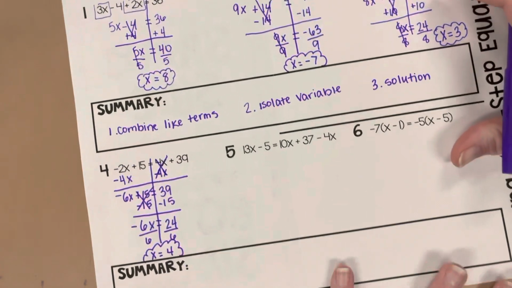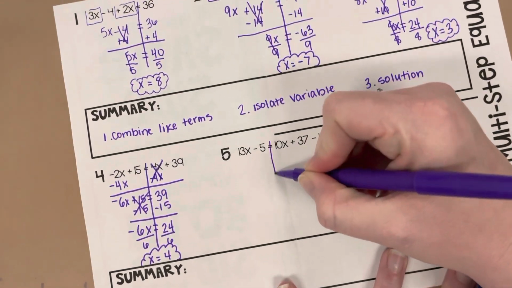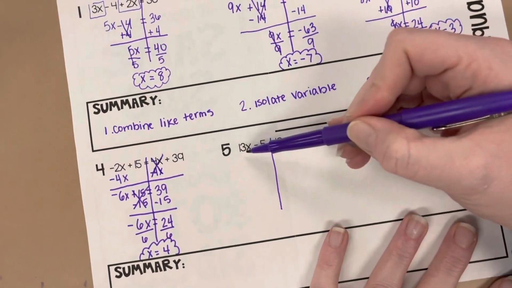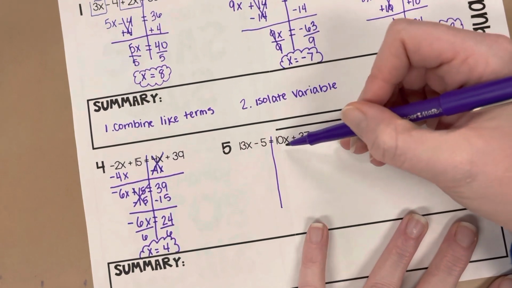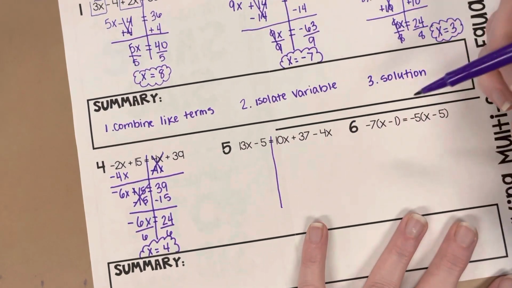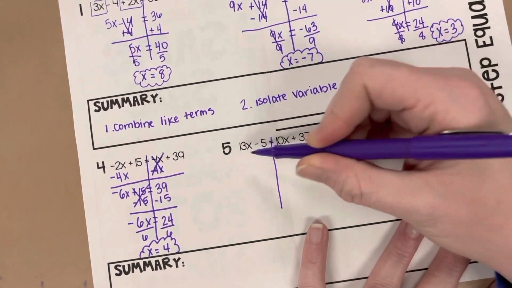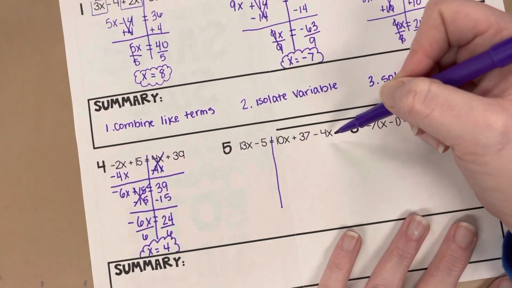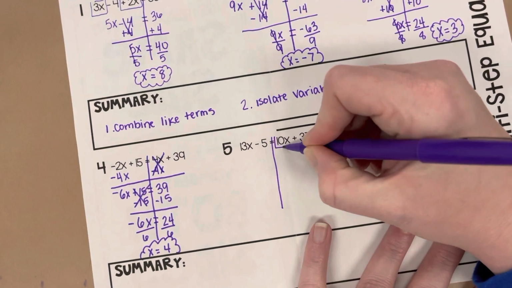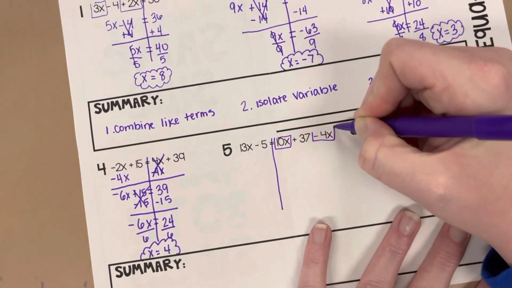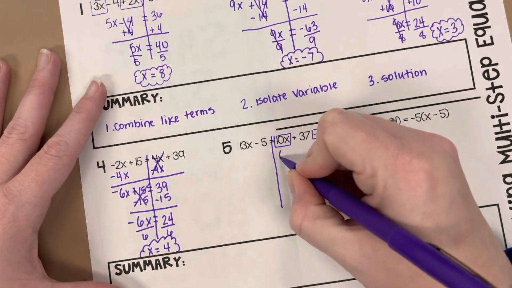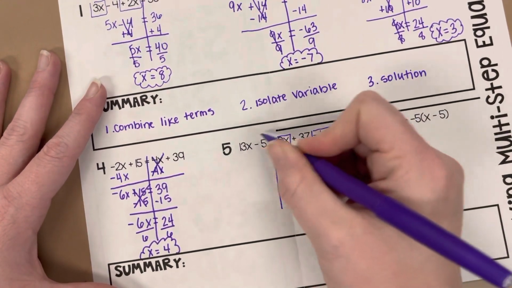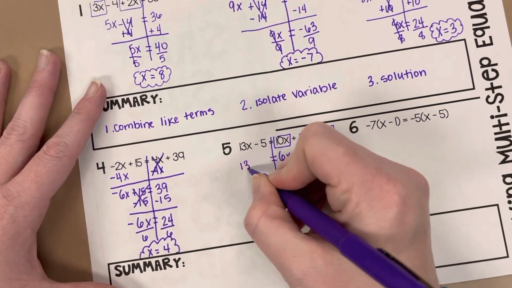Okay, now moving on to number 5. There's my line. And on number 5, I can see I have a 13x on the left, but then on the right, I have 10x and negative 4x. So with this one, not only do I have variables on both sides, but I also have to combine like terms on the right. Anytime you see combining like terms, you want to start there. So I have 10x and negative 4x. So that's going to change to 6x plus 37. Nothing has changed on the left, so we bring it all down.